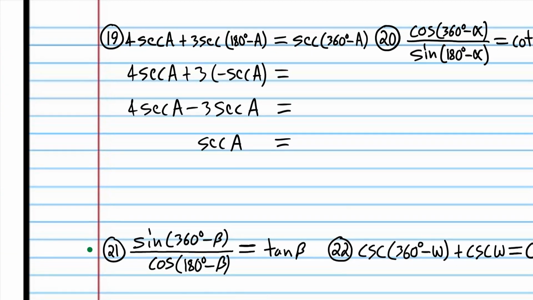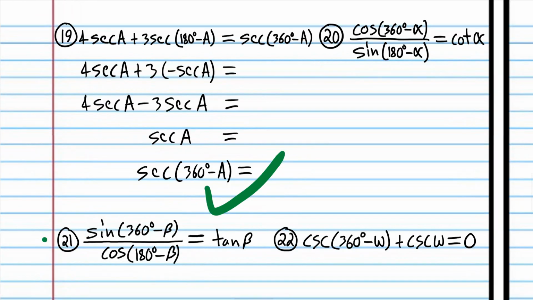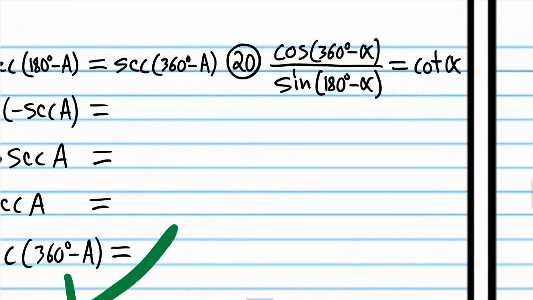And remember, secant a is the same thing as secant of 360 minus a. So I went backwards in that particular example. I looked at my identity and I went from right to left rather than left to right in the last step. Okay, let's do one more of these before you try one on your own.